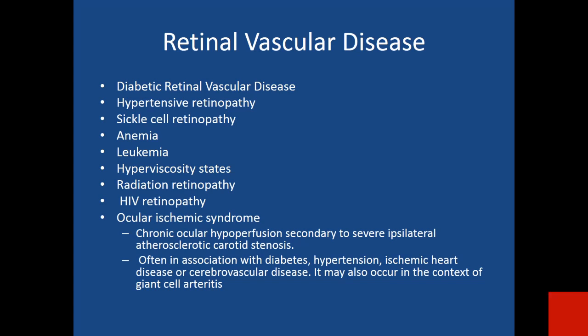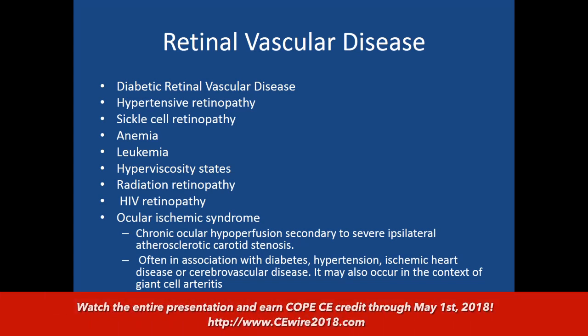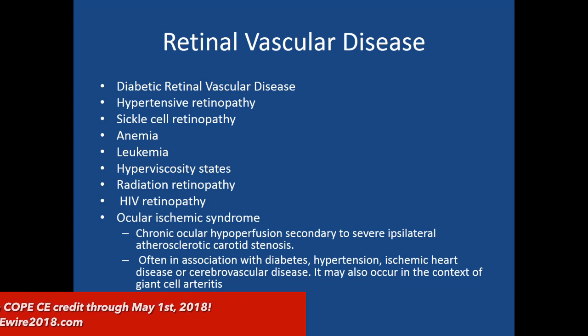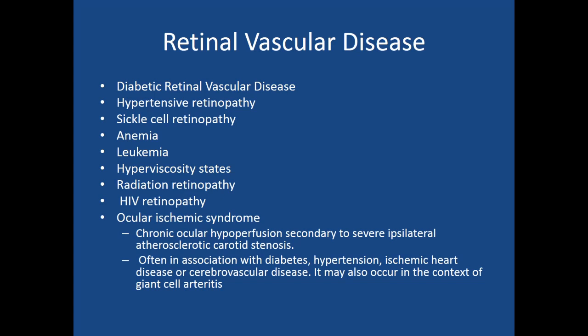So there are opportunities early on through these lab tests, one being an SMA7 or BMP that we're going to talk about, to identify kidney function, which may be an early indicator. As far as the sickle cell retinopathy, the anemia, and the leukemias, those could be identified early on with a CBC.